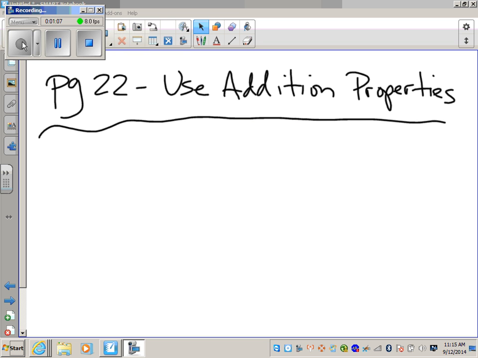It doesn't matter the order in which you decide you're going to add, right? So adding can be done in any order, which is going to be a very important component to the properties that we're going to learn about today. You are going to have to learn the names of these properties, and you're going to have to learn what makes them unique.